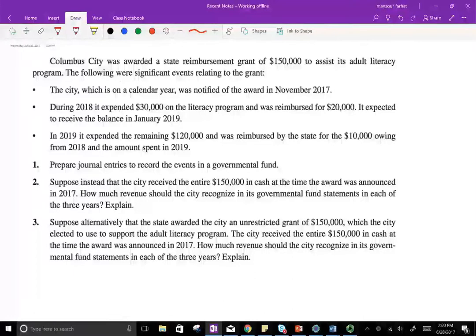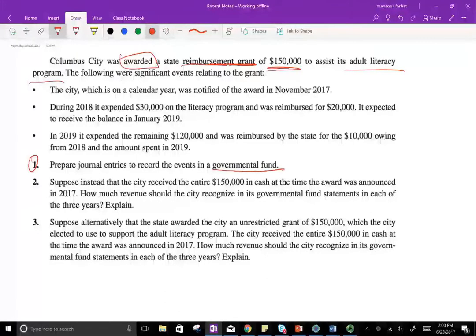Columbus City was awarded a state reimbursement grant. So basically this is a reimbursement grant. And what is a reimbursement grant? A reimbursement grant basically says you spend the money for whatever we need to, then we'll reimburse you. So they awarded a grant for $150. Notice they were awarded, they did not send them the money. To assist its adult literacy program. So they want to help the adult literacy population. The following were significant events relating to the grant. The first requirement is to prepare the journal entries in the governmental fund.